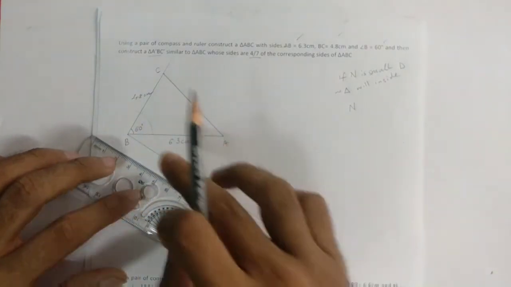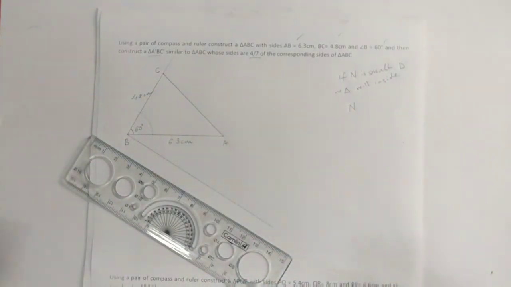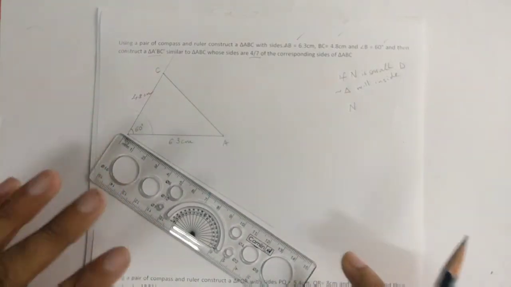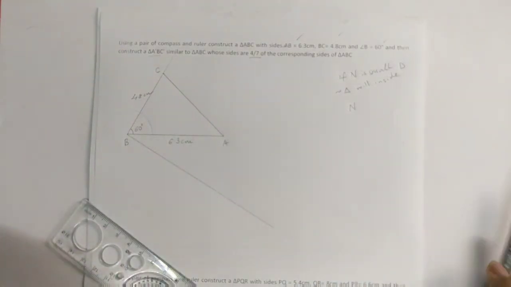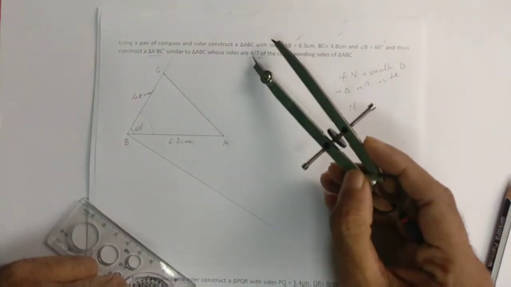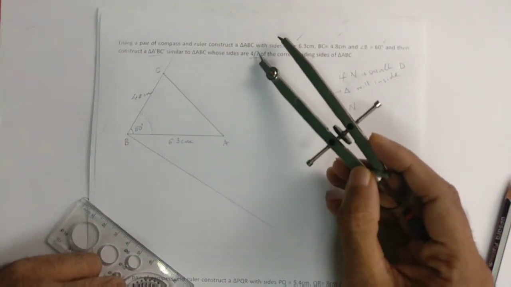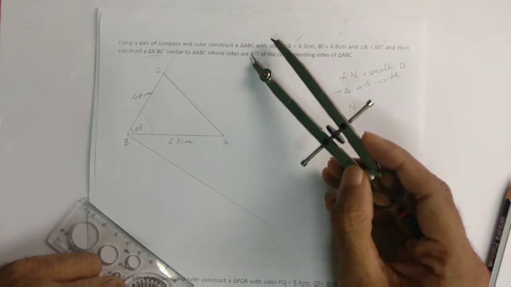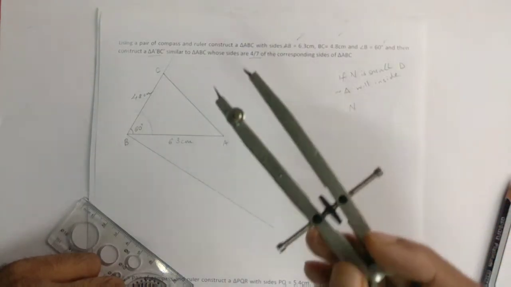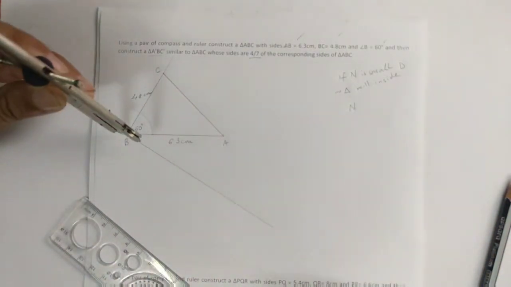So it need not be measured, just draw whatever you can. However big you want, you can just draw it, so no worries. Then what I have to do is, based on this ratio, whichever the number is greater, right? So I have 4 and 7, so 7 is greater. All I will do is mark 7 arcs.